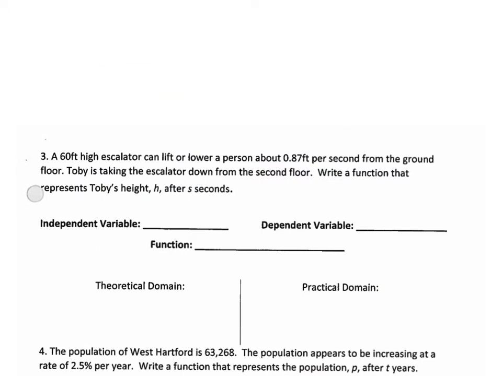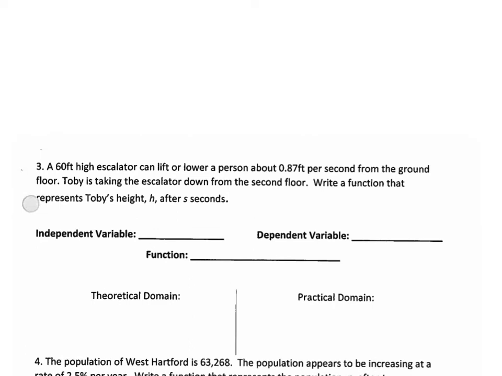We're going to do one more problem on the next page. The other two we're going to come back to later in this unit. So in this case, the independent variable is the seconds that you're on the escalator. Time typically is the independent variable in these types of problems. And then your height depends on how long you're on the escalator for, so that's the dependent variable.